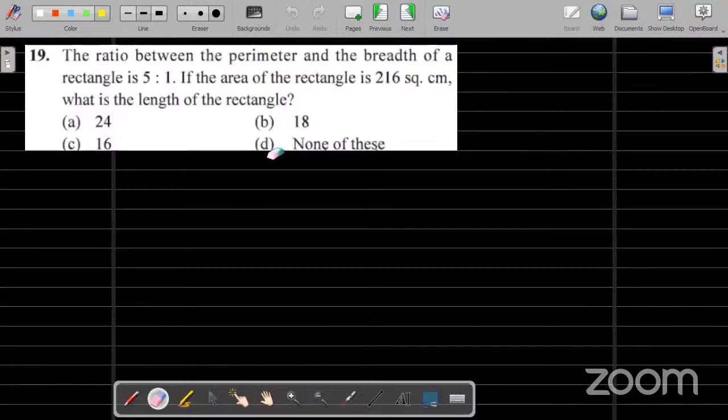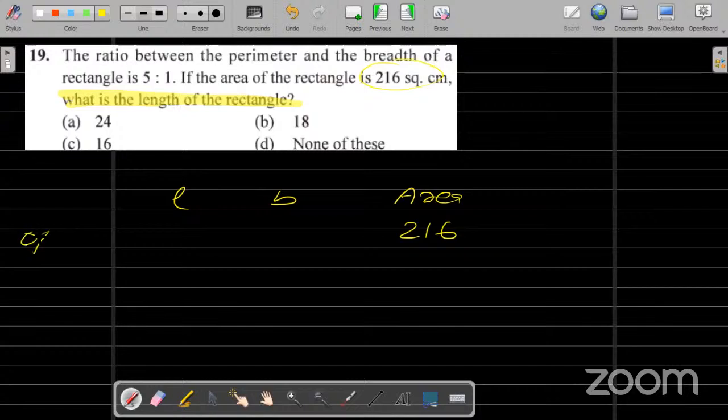The ratio between the perimeter and breadth of a rectangle is 5:1. If the area of the rectangle is 216 centimeters square, what is the length of the rectangle? So in this question, you are asked to find the length of the rectangle. In my opinion, it will be easier to solve this question using the options. Area is given as 216 centimeters square. Since we need to get the length, all options will give you the length.